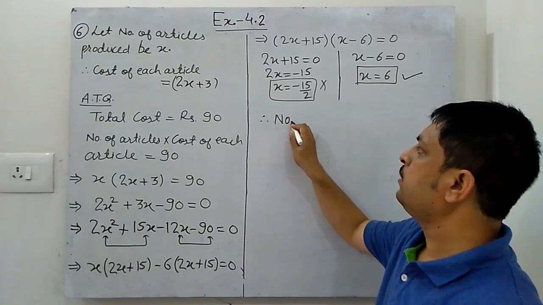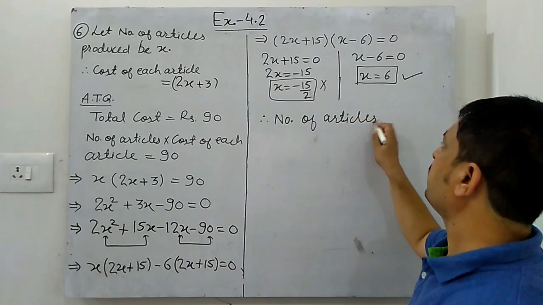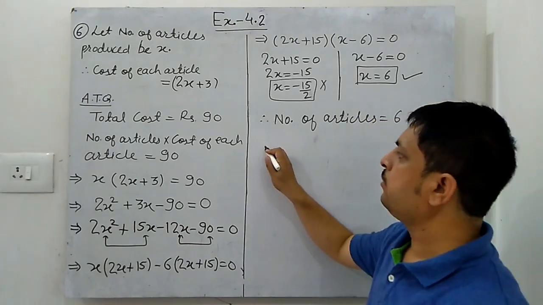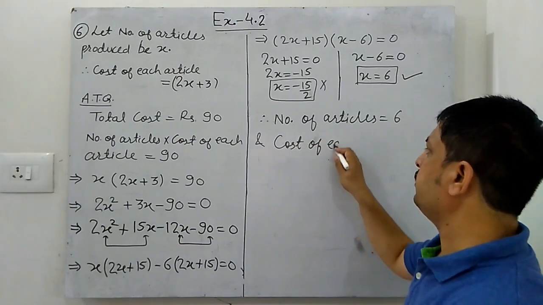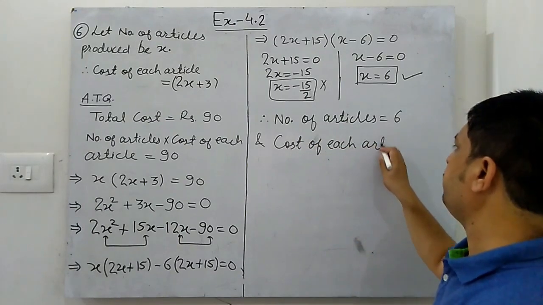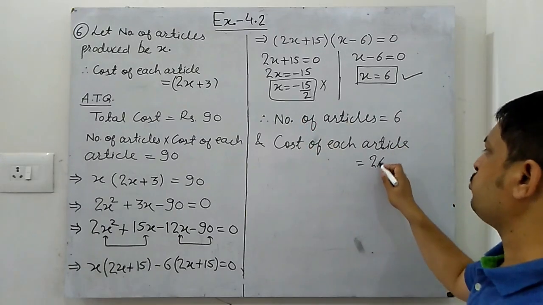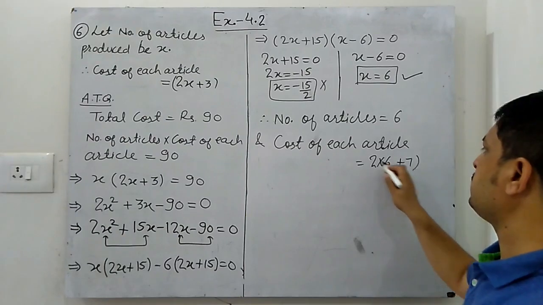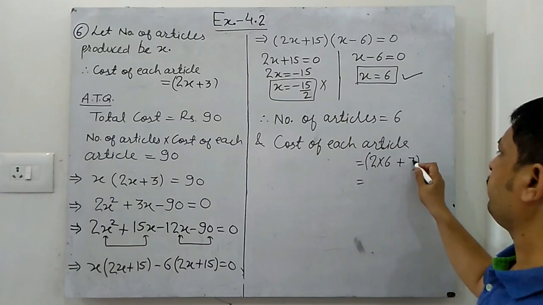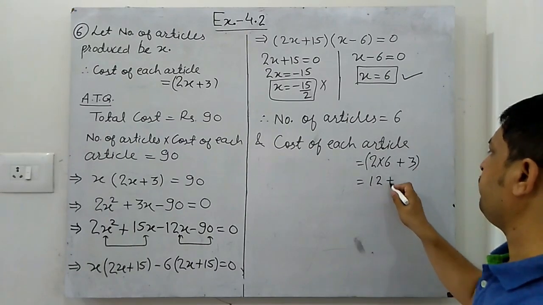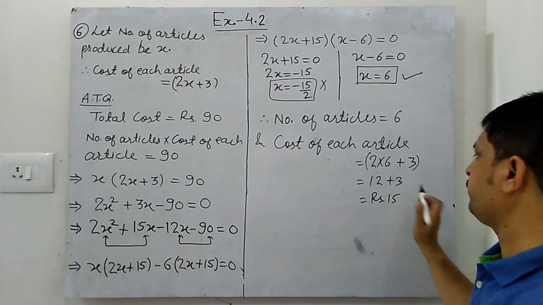So we can say number of articles is equal to 6 and cost of each article will be 2x plus 3, that means 2 into 6 plus 3. So 2 into 6 is 12 plus 3, it will be rupees 15. Is it clear?